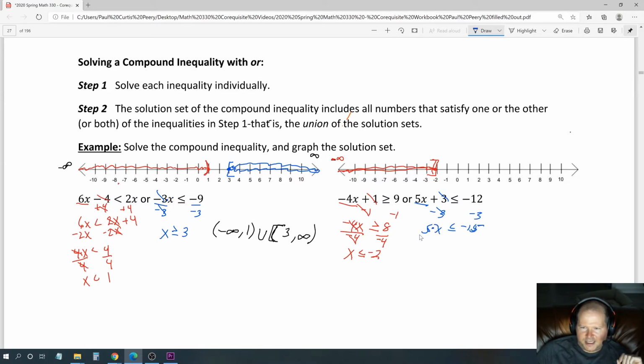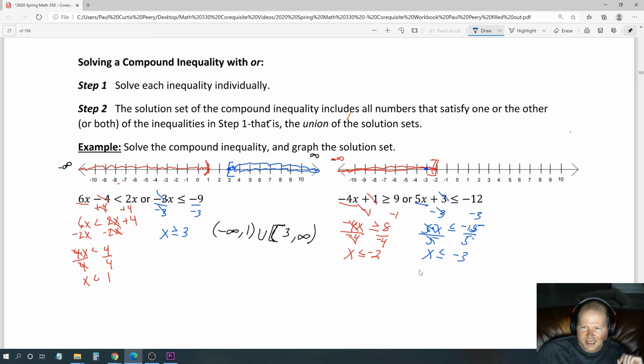Now we undo the multiplication of x by 5 by dividing by 5. And whatever we do to one side, we do to the other. Leaving me x is less than or equal to negative 15 divided by 5, which is going to give me a negative 3. Now we plot the negative 3 over here.